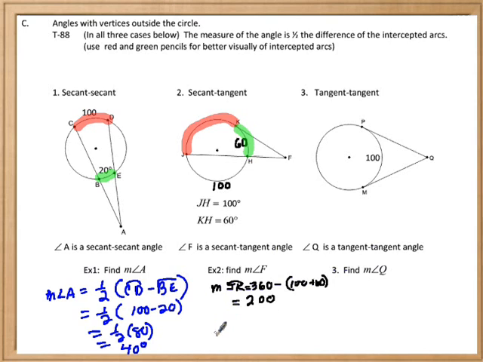Now using the formula, the measure of angle F is going to equal 1/2 the red arc, which is 200, minus the green arc, 60. So 1/2 of 140 will give me 70 degrees.